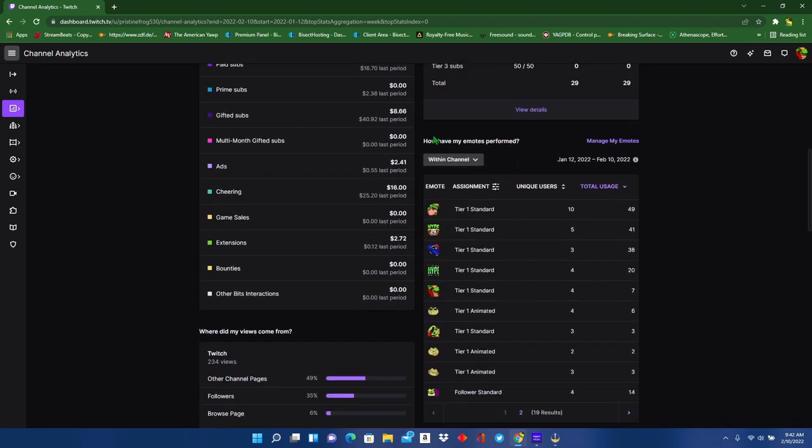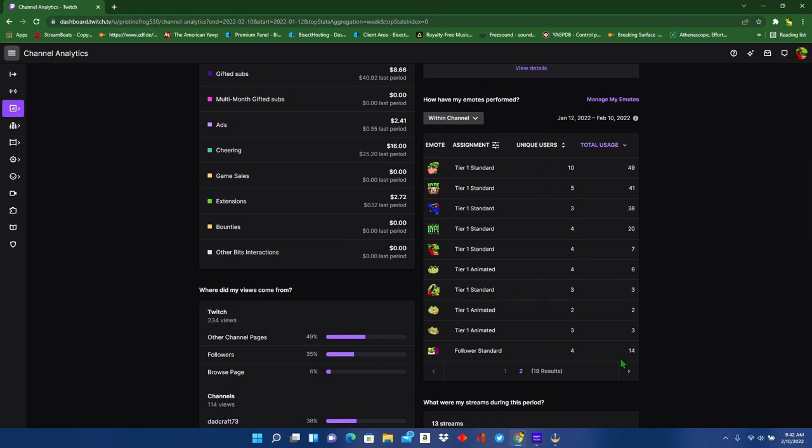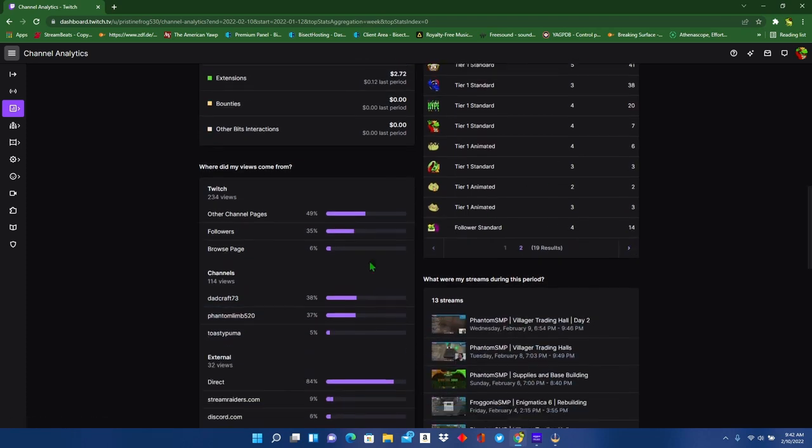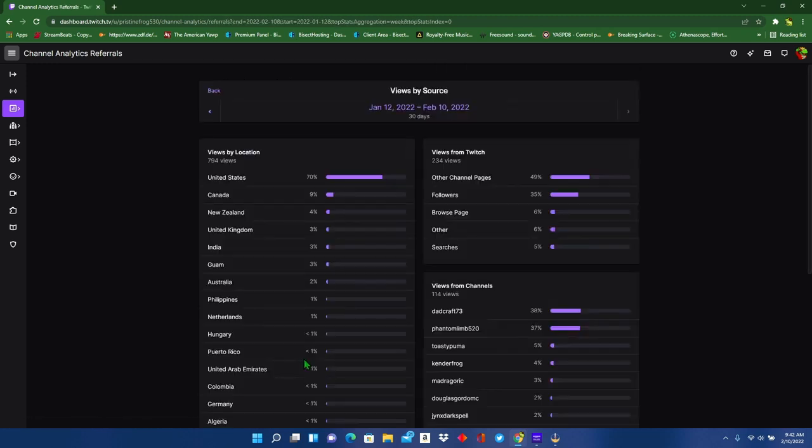Let's move on. Here is, I don't really use this much, but you can see which of your emotes are being used the most and by whom. Well, not by whom, but you can see how many people are using it, and you can find out which ones are your favorite to use. Over here, this is nice, but we want to go to the full details of this stuff.